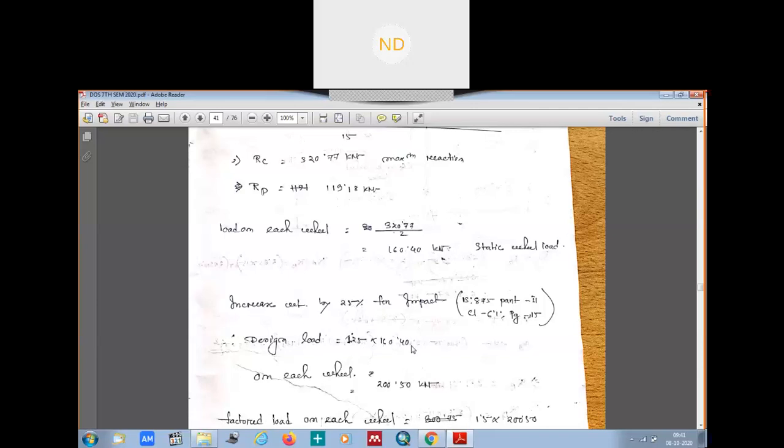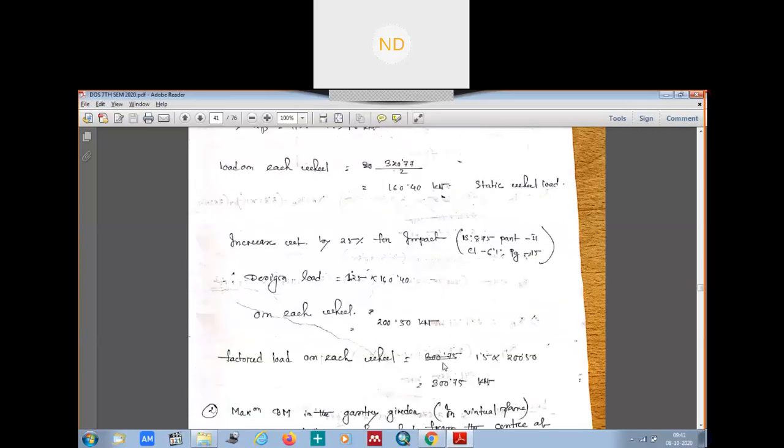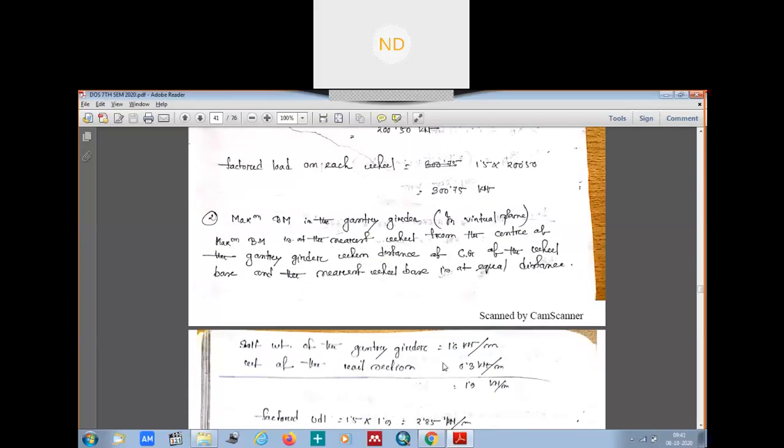So 1.25 into the static wheel load, that is adding 25% to the static wheel load. So we have got to be how much? This is the design load on each wheel. So the design load will be how much on each wheel? This was for single wheel load, so it is 200.50. Okay, 200.50 is our design load on each wheel.